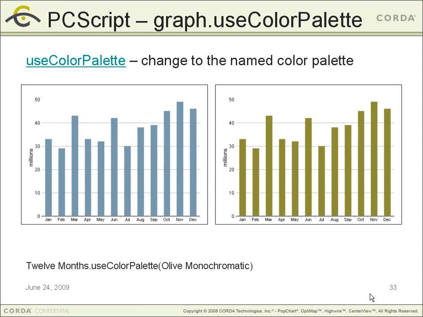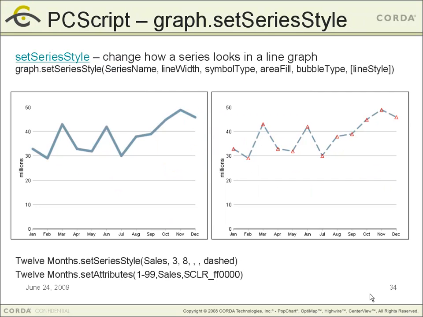Use color palette allows you to take a graph that may be defined in a certain color palette and to override it when it's displayed with a different color, not just on a particular bar, but to use a whole palette of 16 series colors. So in this case, we're specifying olive chromatic, and you get the result on the right.